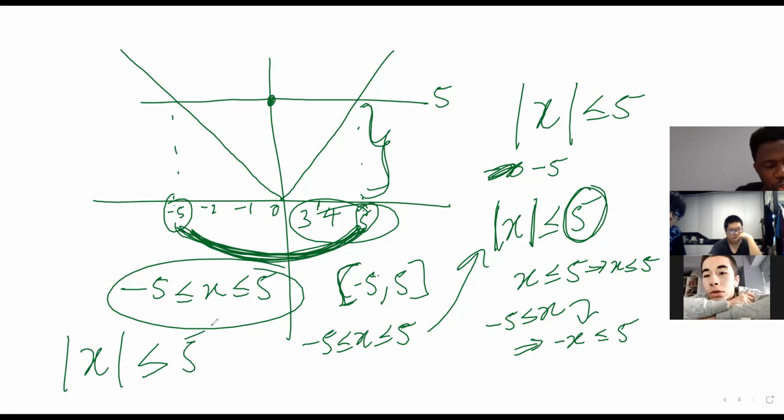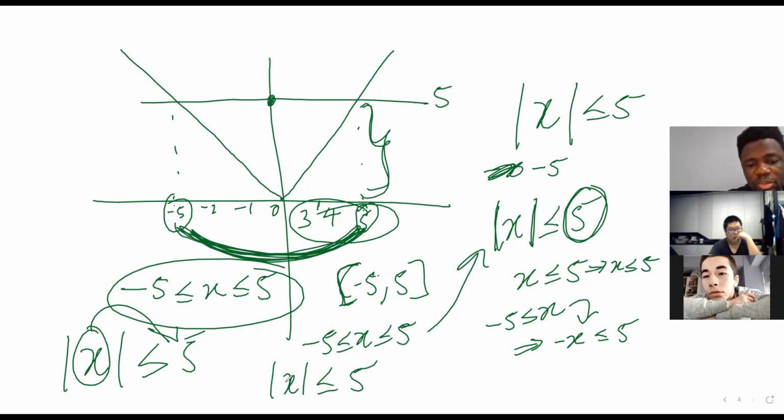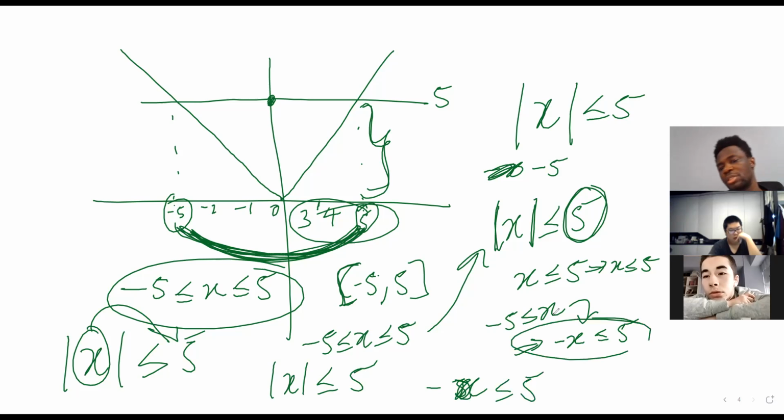Again, if I have absolute value of x less than or equal to 5, if my x is positive, it means x is less than or equal to 5. If my x is a negative number, it means that negative number is less than or equal to 5. That's why you have two possibilities.